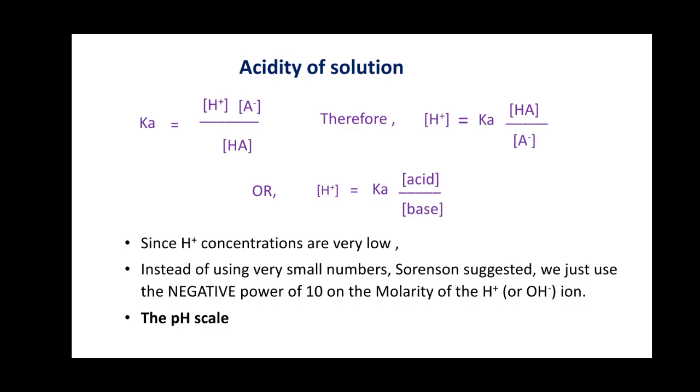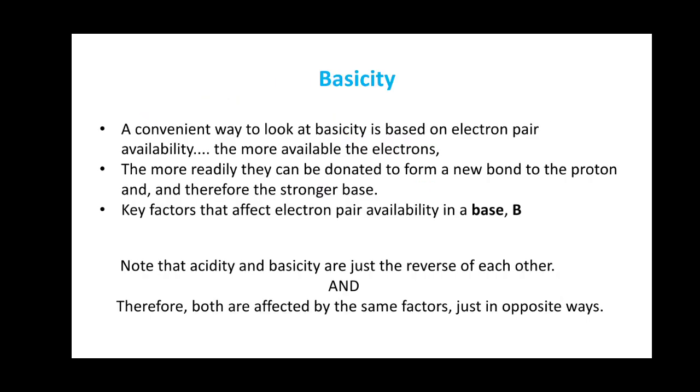Since H+ concentrations are very low, instead of using very small numbers, we use the negative power of 10 on the molarity of the H+ ion. So it is measured on the pH scale. A convenient way to look at basicity is based on electron pair availability. The more available the electrons, the more readily they can be donated to form a new bond to the proton, and therefore the stronger the base.